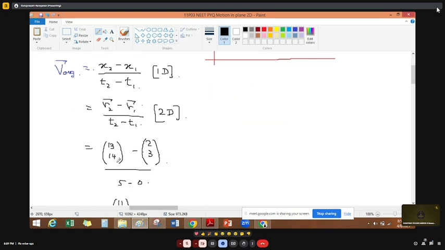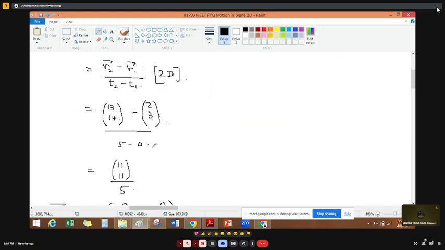If you are confused with that, you can use this column method, the column vector method. Okay, so it's called column vector.